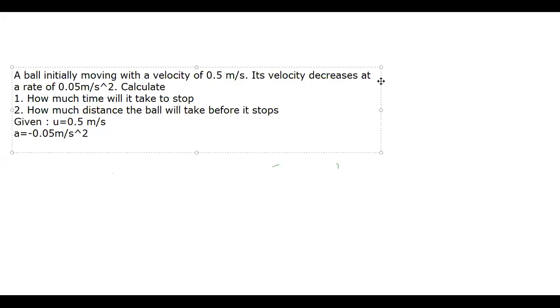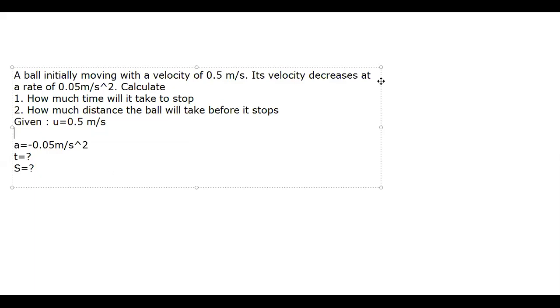Now calculate what has been asked. Calculate the time it will take to stop. So T becomes my question mark, and how much distance? So S is the question. Now, what can you say about V? Time it takes to stop, so my V also becomes 0 meter per second. So my U is 0.5, V is 0, and A is minus 0.05. You have to find out quickly.